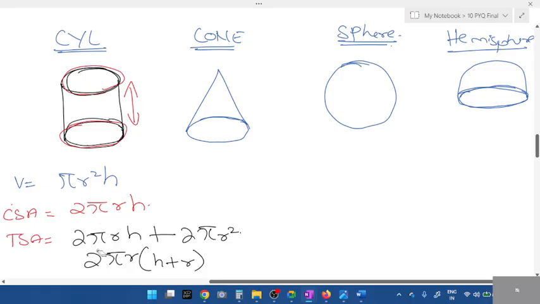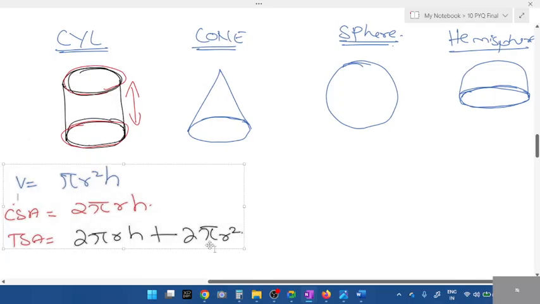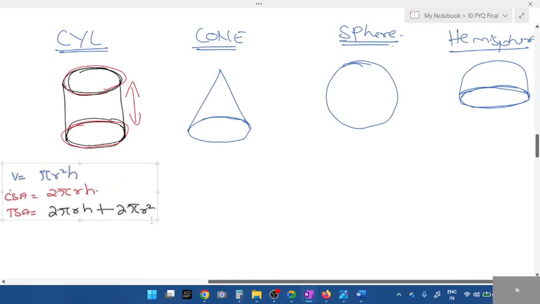So 2 pi r h, 2 pi r h is h plus r. Just ignore this. This is for cylinder. All about the cylinder, you'll go through the textbook, students. All about the cylinder I've explained, go through that. You mostly don't get questions on that. Next, cone.